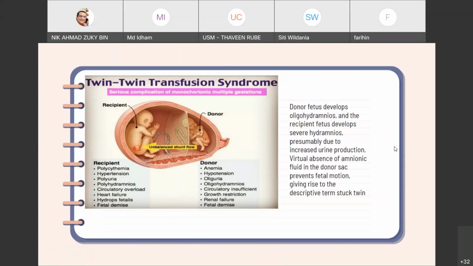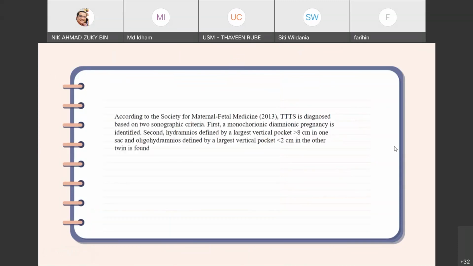Okay, next we'll be talking about how to diagnose twin-to-twin transfusion syndrome. According to the Society for Maternal-Fetal Medicine 2013, TTTS is diagnosed based on two sonographic criteria. First, a monochorionic diamniotic pregnancy is identified, meaning a single placenta. Second, polyhydramnios, defined by a largest vertical pocket of more than 8 cm in one sac, and oligohydramnios, defined by a largest vertical pocket of less than 2 cm in the other twin, is found.